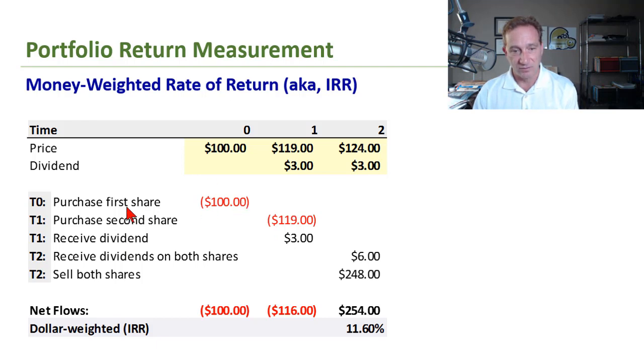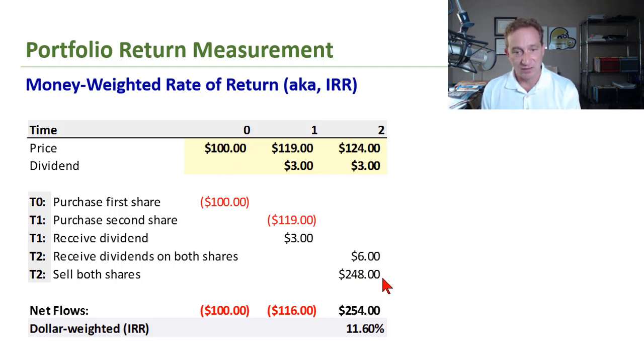So $100 is spent when we purchase, so that's a cash outflow and negative. At the end of the first period, we purchase another share at 119, so that's a cash outflow. But also at the end of the first period, we're receiving that first dividend, so it's a cash inflow as a positive value. And then I go to the end of the second period, and we as the investor are receiving 2 dividends, and also we're selling both shares, so that's a cash inflow of $248.